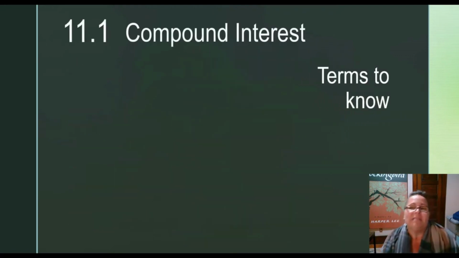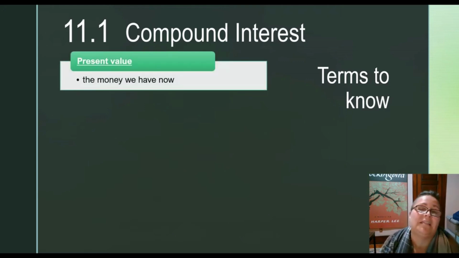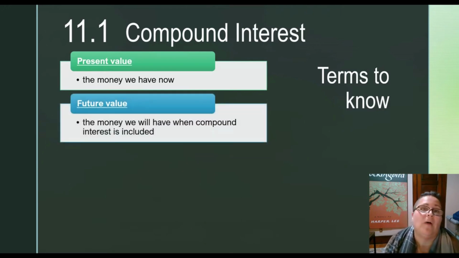So there are some terms that we need you to be aware of as we do compounded interest. The first is the idea of present value. This is the money we have now. In the here and now, the money is worth what we say it is worth. $10,000 is worth $10,000. That is its present value. The future value is the money that we will have once the compounded interest is included. So the future value of the money depends upon how we're able to invest it, for how long, at what rate, and how often it is compounded.